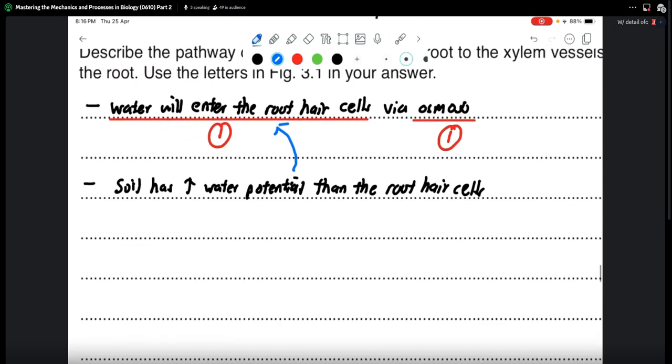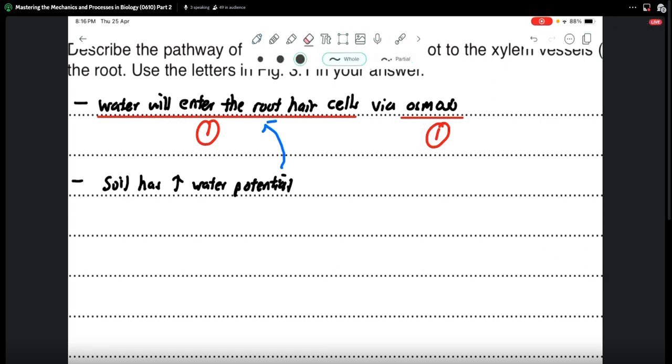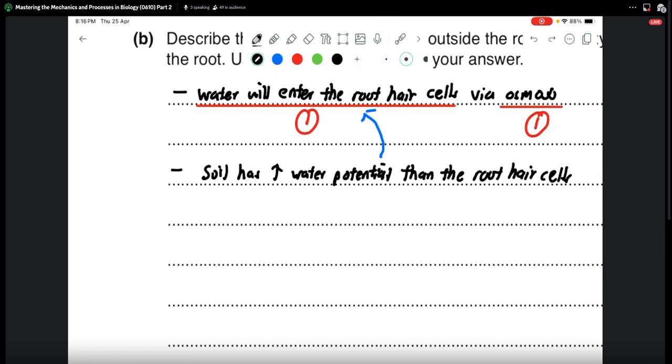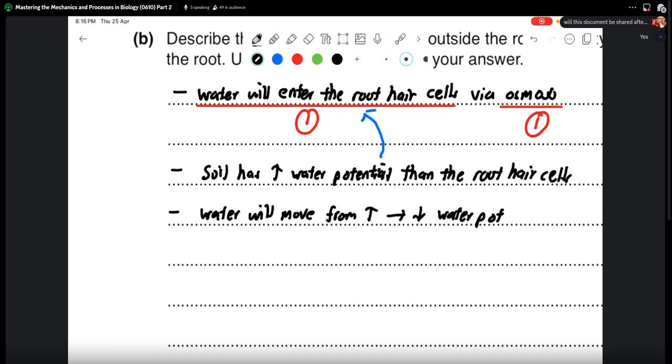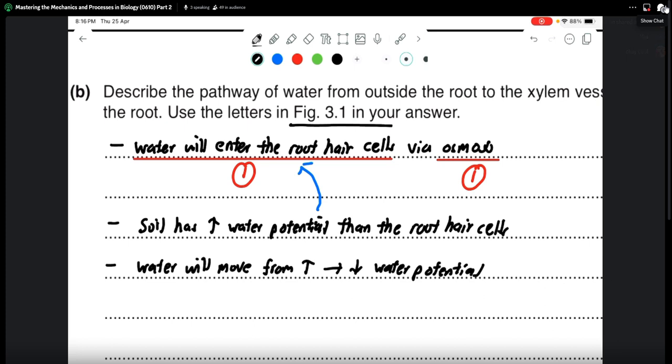So I think you can also expand from here. Okay, soil has a higher water potential than the root hair cell. So therefore, the water will move from higher to lower water potential. So something like that. Okay, then you can also mention that it also passes. Since they say use the letters, right? There will also be 1 mark credited for you to mention the letters basically.